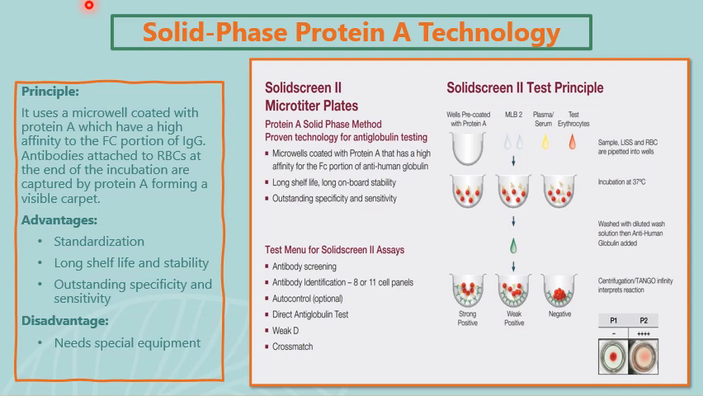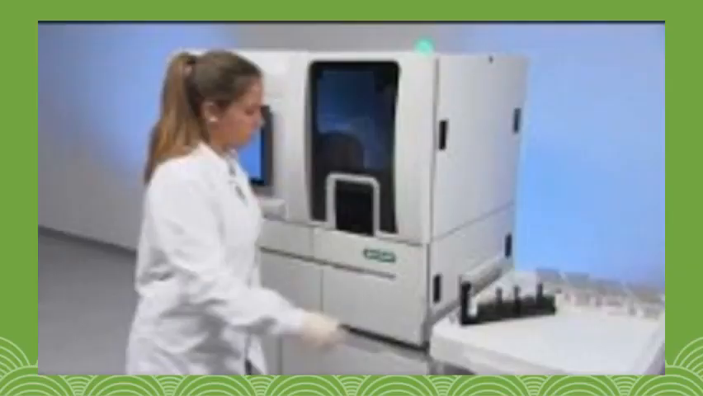The tests available for screen cell assay are the antibody screening, antibody identification, autocontrol, DAT, weak D, and cross-match. This is a video of Biorad solid screen fully automated machine.